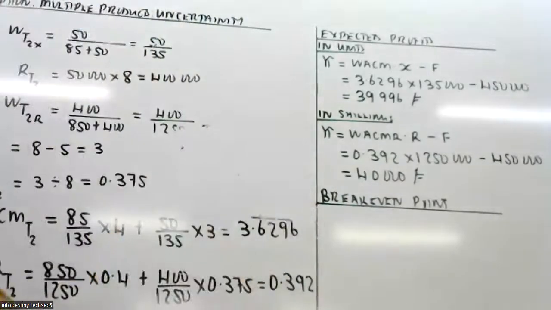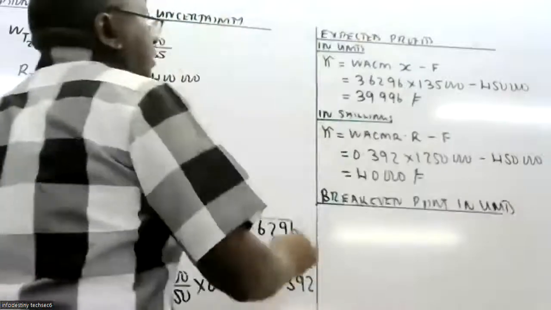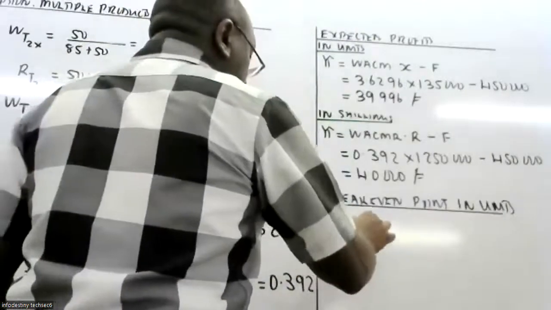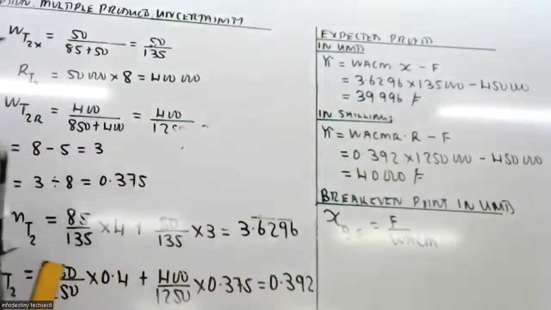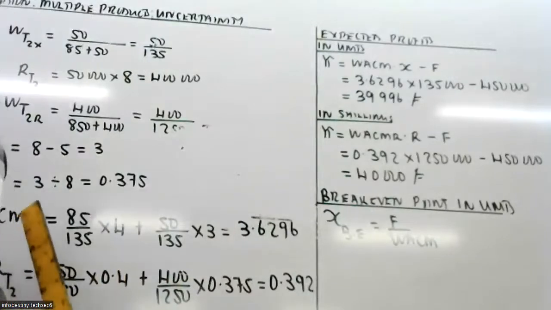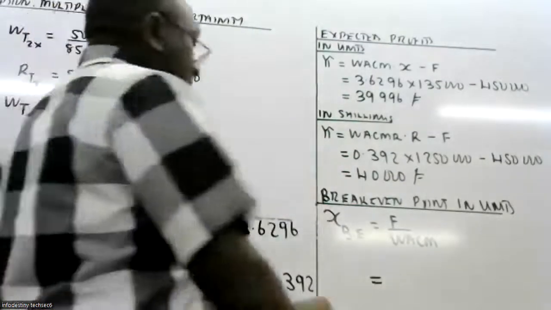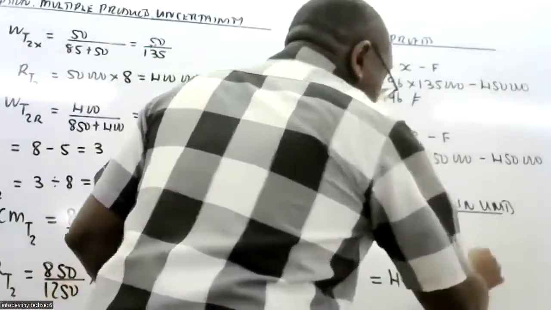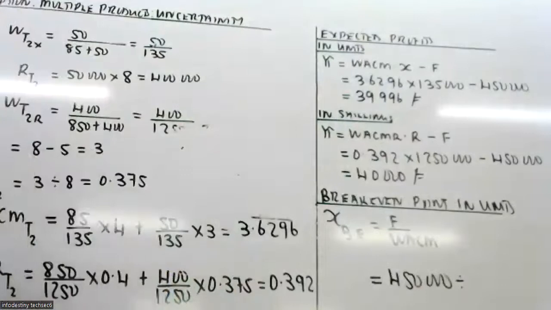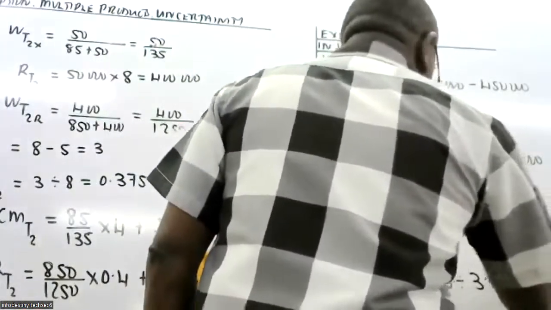So break-even point, in units, XBE is given as F out of WACM. So this one becomes, my fixed cost is 450,000. You divide by WACM. WACM was 3.6296.